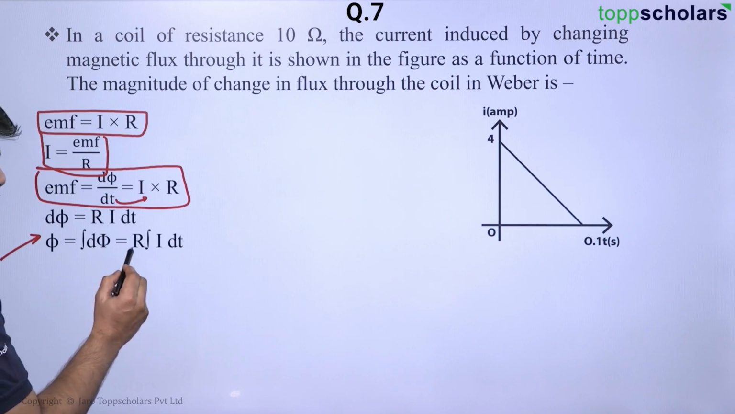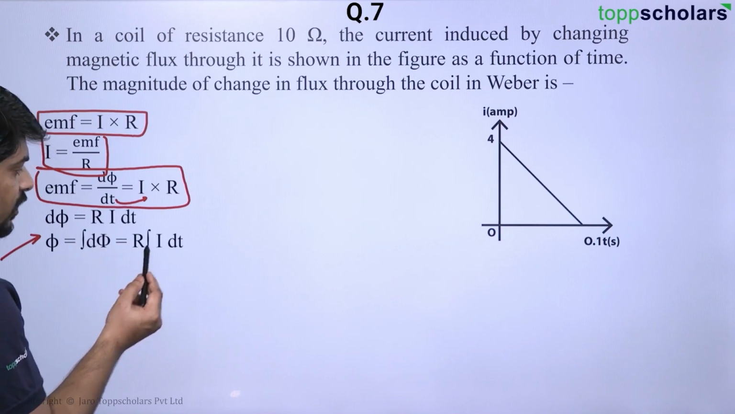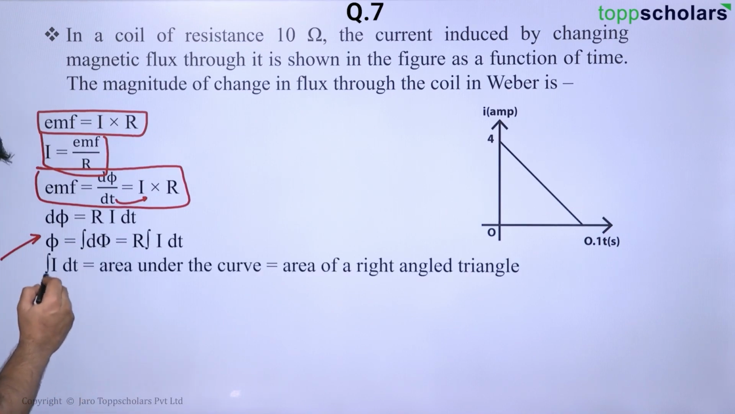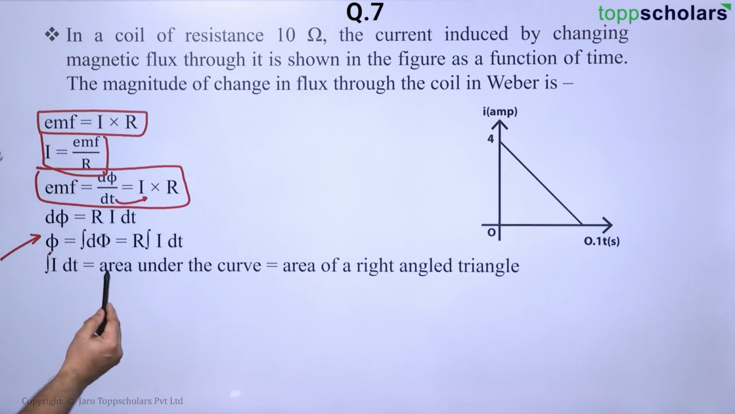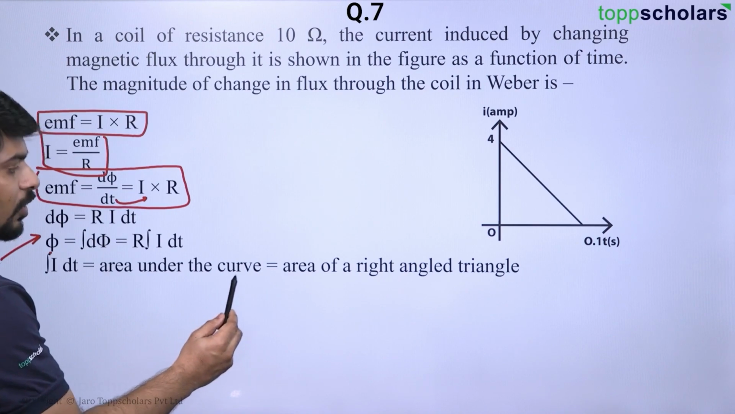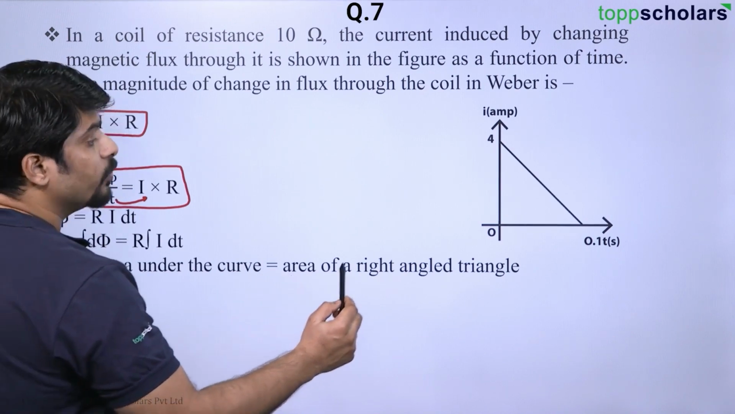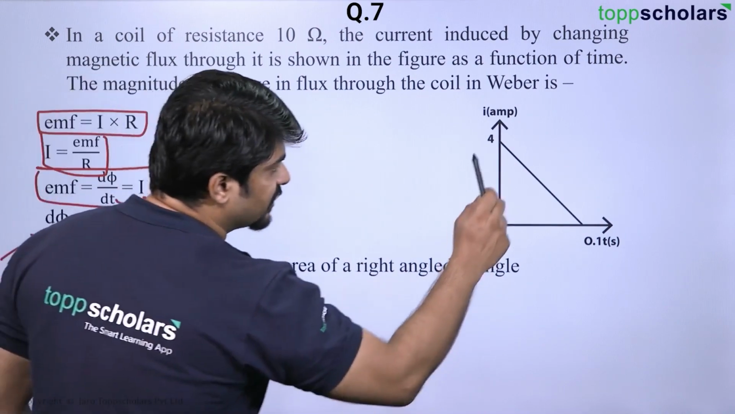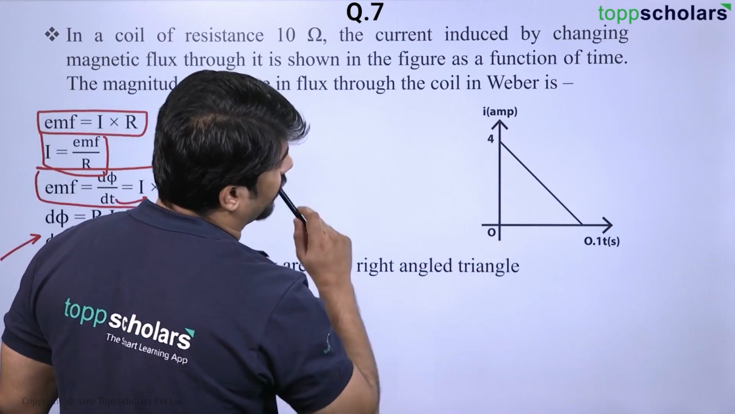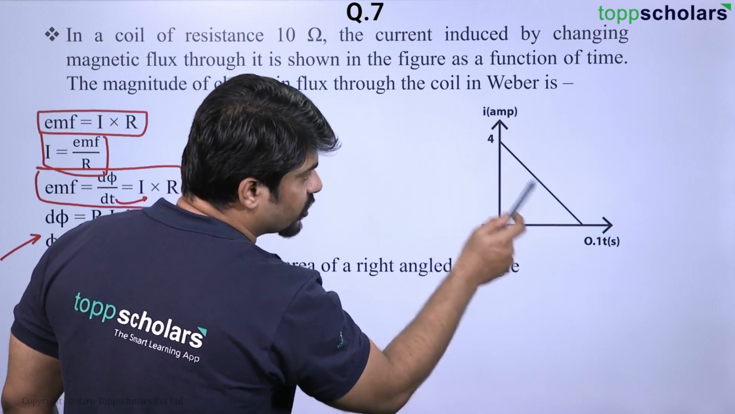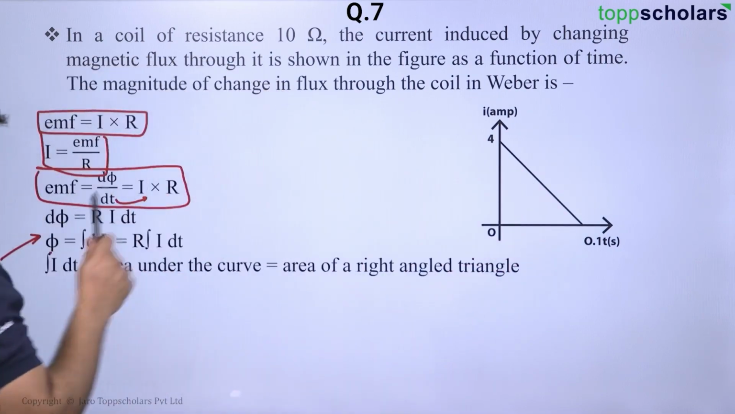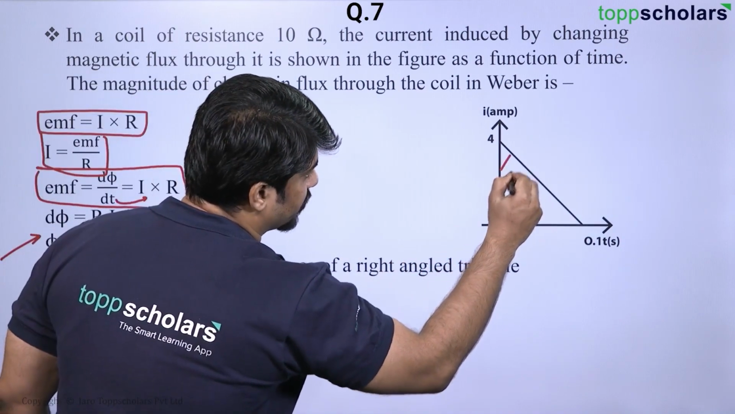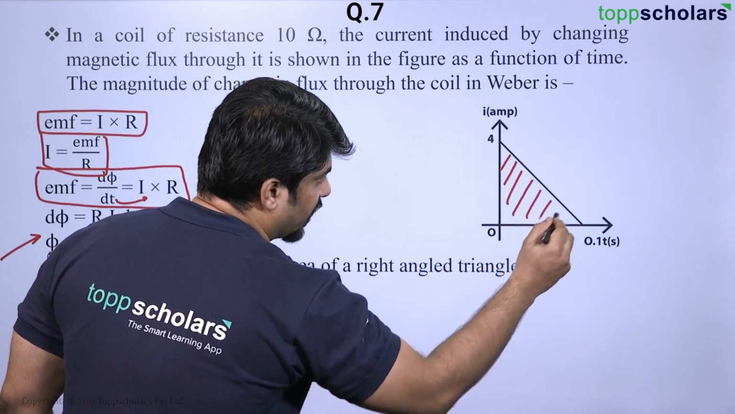Integration d phi will be equal to R, which is constant and comes out, integration I into dt. Integration I dt over here is nothing but the area under the curve, equal to the area of the right angle triangle. Here you can see the graph is a straight line. So if we want the integration I dt, then it should be nothing but the area under this graph.